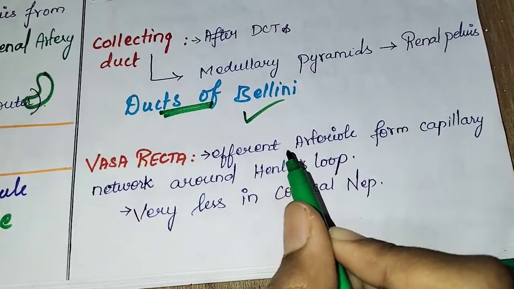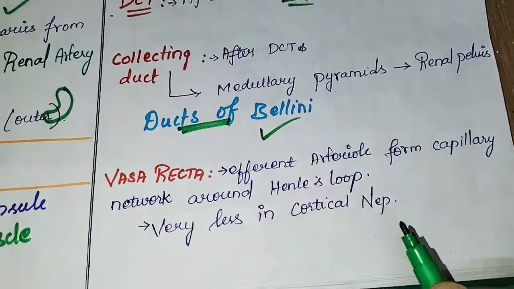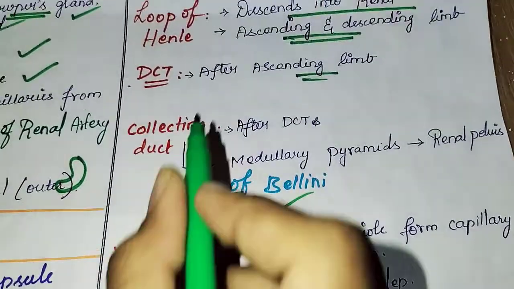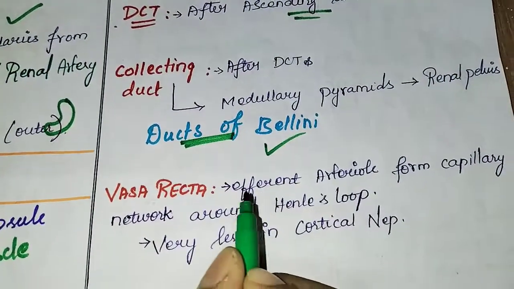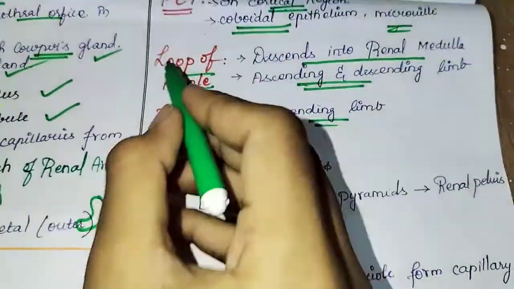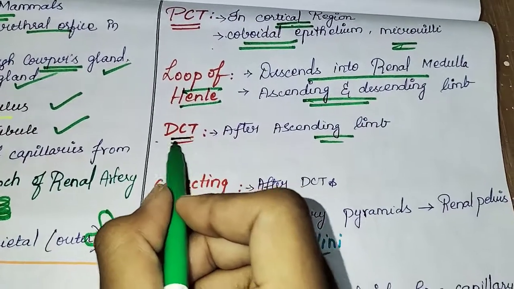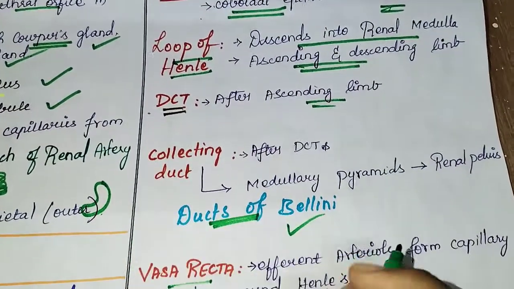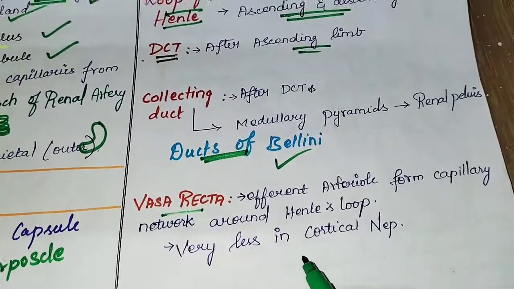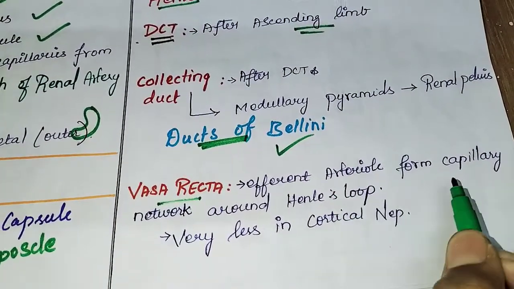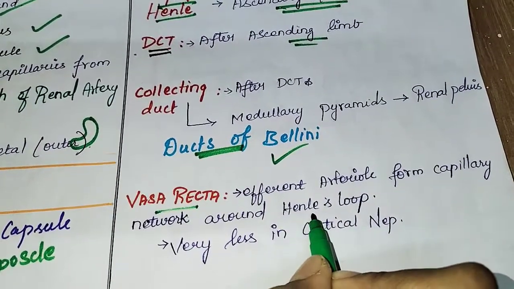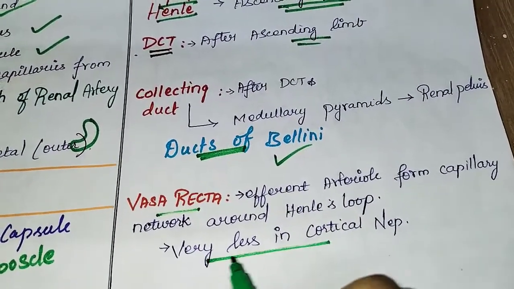The vasa recta are structures present anti-parallel to the Henle's loop. This vasa recta, the loop of Henle, the proximal convoluted tubule and the distal convoluted tubule play an important role in concentrating the urine. Countercurrent mechanism. The efferent arteriole forms a capillary network around Henle's loop, very little in cortical nephrons.